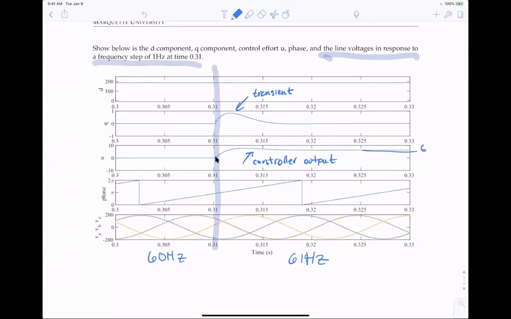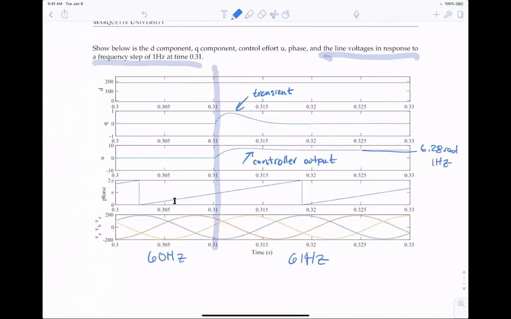So this should be about 6.28 radians, because the output of U is radians, and if you add that to 60 hertz, you're going to get 61 hertz. So 6.28 radians is about 1 hertz. And that'll stay at 1 hertz.